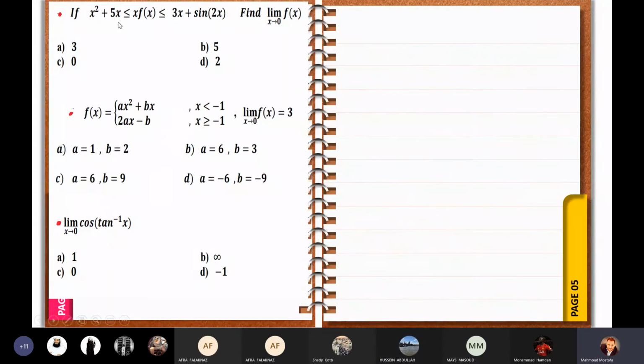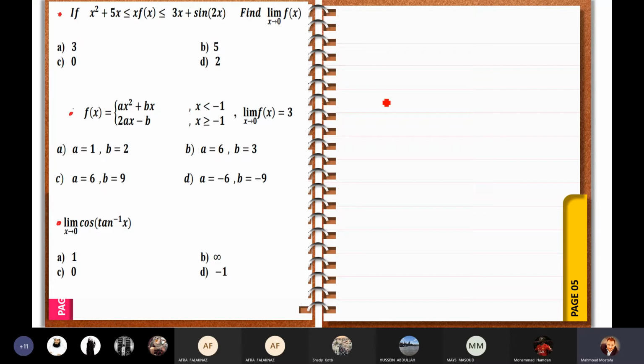If x squared plus 5x is less than or equal to x times f of x, which is less than or equal to 3x plus sine 2x, find the limit of f of x as x approaches 0. We have a theorem that if the limit of the first part equals the limit of the third part, then the middle one must be the same. So we find the limit of x squared plus 5x and the limit of 3x plus sine 2x.